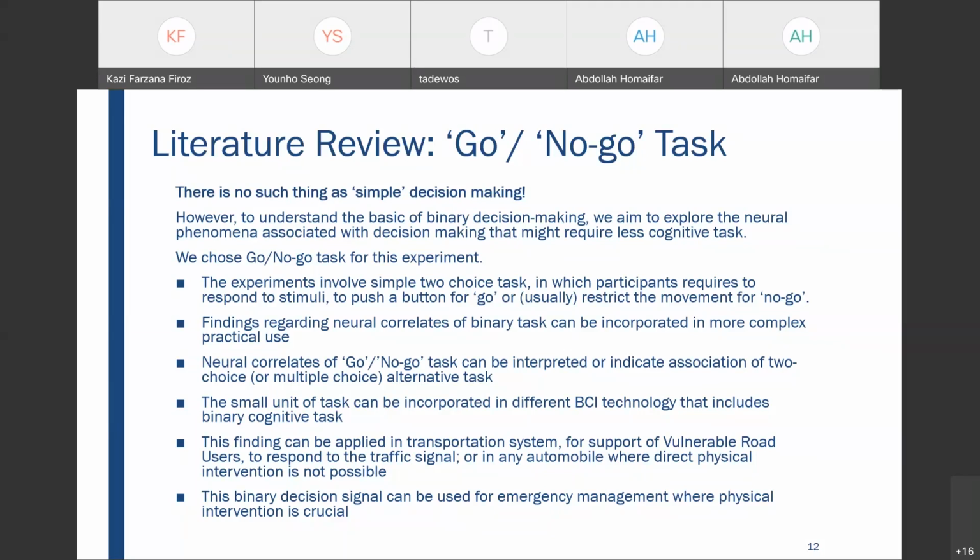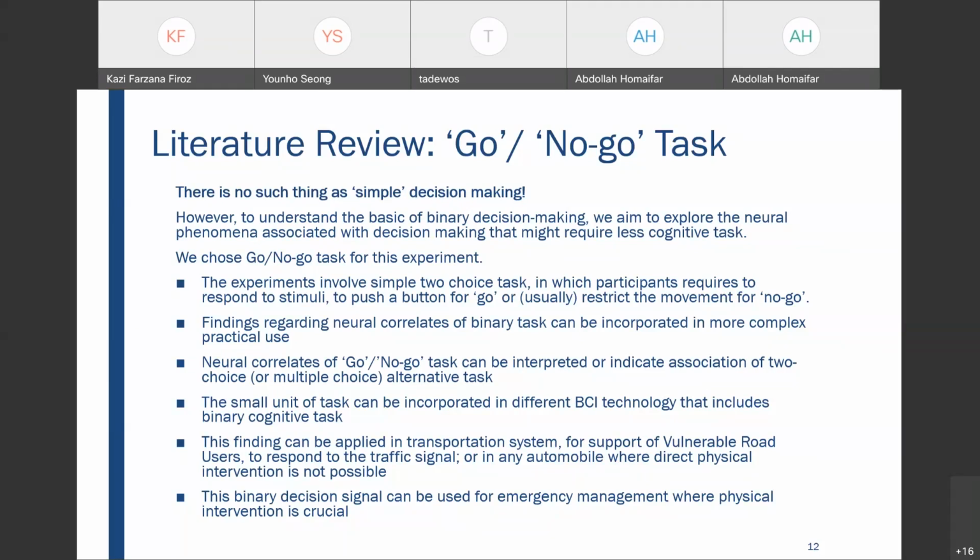So the neural correlates of the go no go task can be interpreted as associated with two choices, or, if we do further study, with multiple choice alternative tasks. Findings regarding these neural correlates of binary tasks can be incorporated into more complex practical use. The small unit of binary task can be incorporated in different BCI technologies that include binary cognitive tasks. This finding can be applied in transportation systems to support vulnerable road users in responding to the traffic signal, or in any automobile where direct physical intervention is not possible. The binary decision signal can be used for emergency management where physical intervention is crucial.